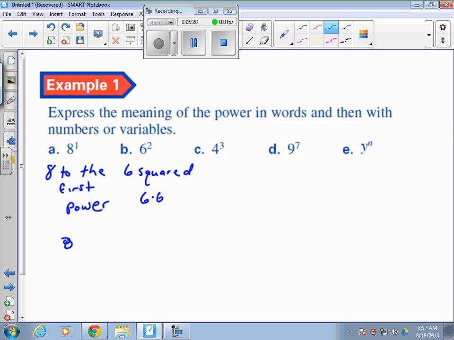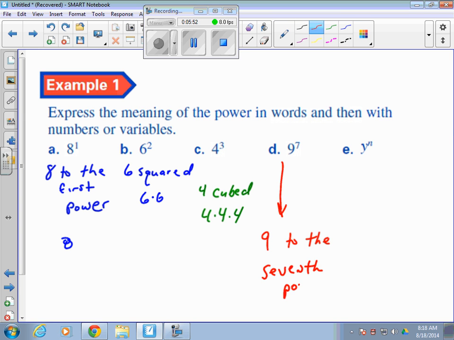Again, that's 3, so you can write it a little bit quicker and say 4 cubed, which means 4 times itself 3 times. 9 to the seventh power. There's no shortcut way. There might be some really long shortcut way, which doesn't make it a shortcut at all, that a bunch of scientific people understand. But the rest of us simply write this as 9 to the seventh power, which means 9 times itself, and just count. 1, 2, 3, 4, 5, 6, 7.